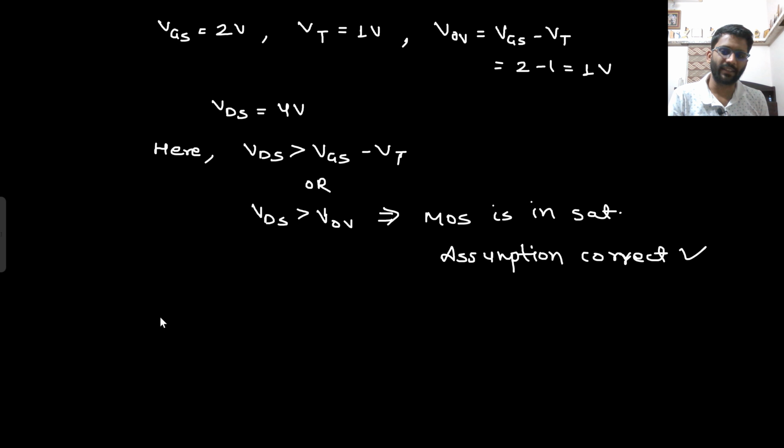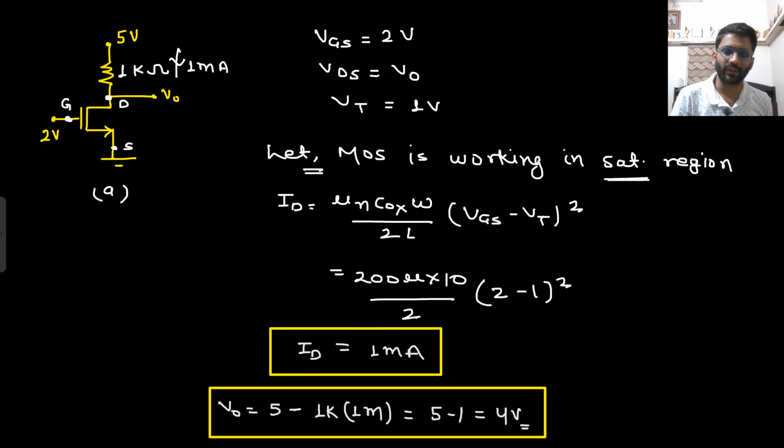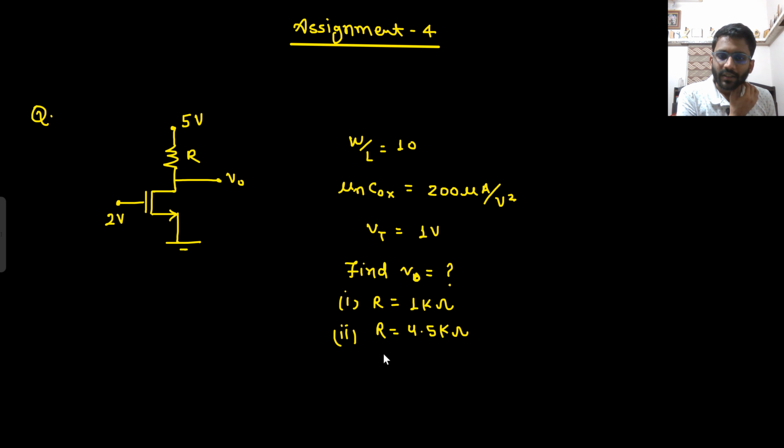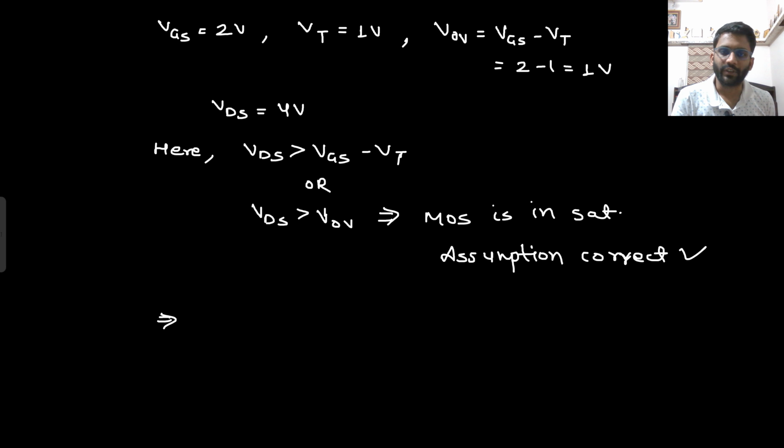So if our assumption is correct, what is the final answer? What did they ask to find? You have to find the value of V naught. So V naught came out to be 4 volt. Here your final answer is V naught is 4 volt.